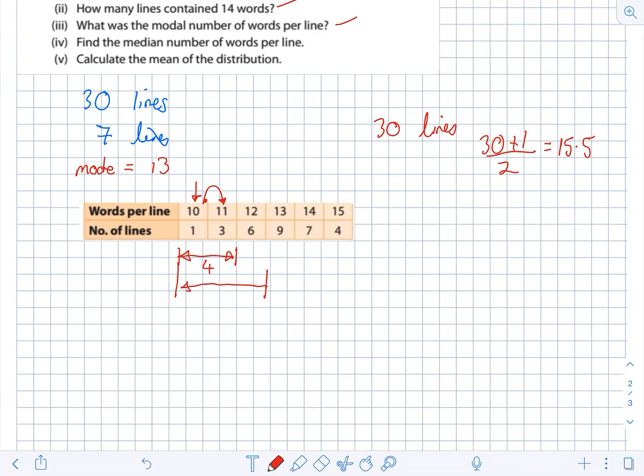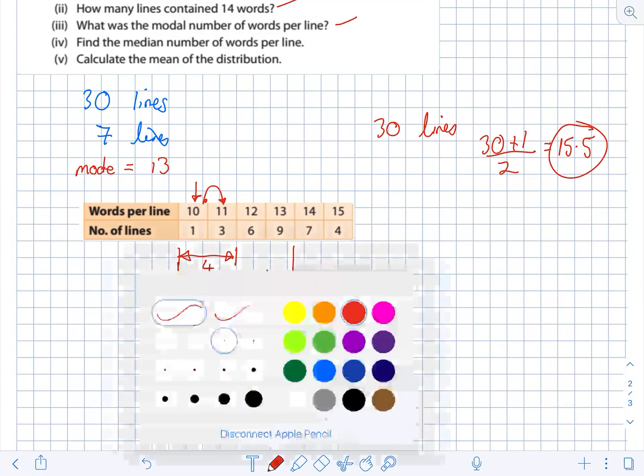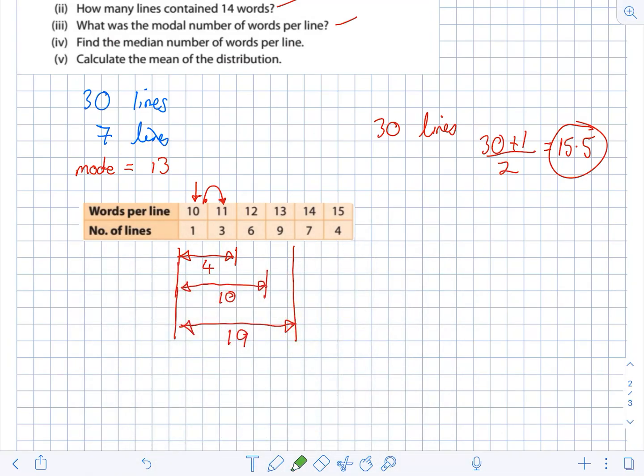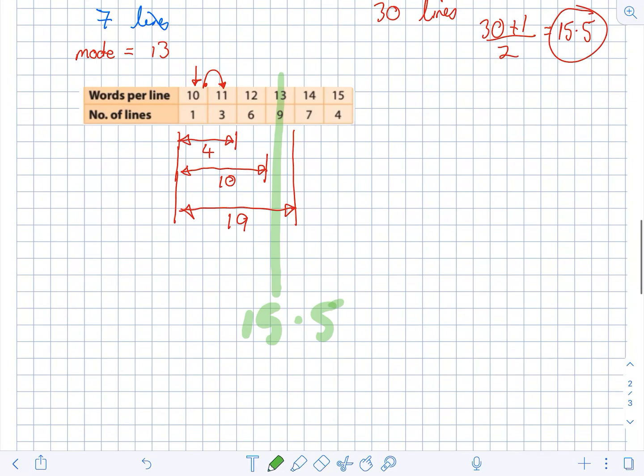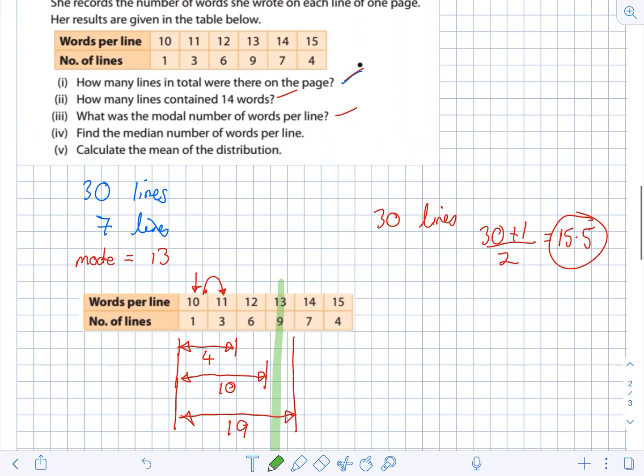What about from here to here? So we add on another 6, so that's going to be 10 lines. We still haven't passed 15.5. So let's push it on a little bit further. Let's say we push it into there. We've gone past 19 lines. So we now have covered 19 lines. So therefore 15.5 must be in this column in here. So the median is 13.